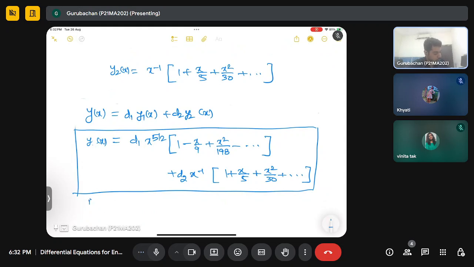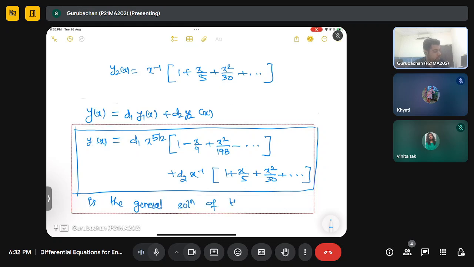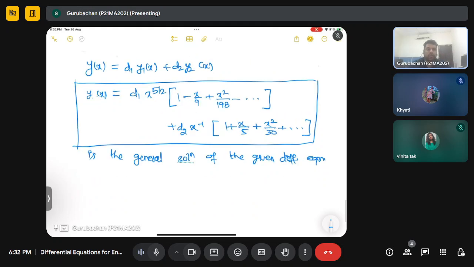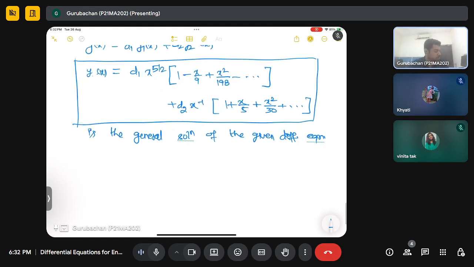y(x) is the general solution of the given differential equation. So this is our general solution for the given differential equation. In the next question, we take a similar approach for this differential equation.